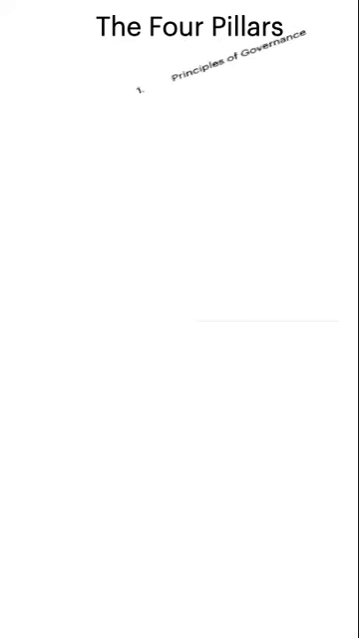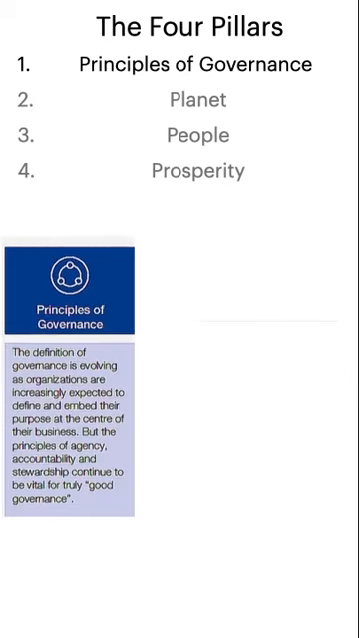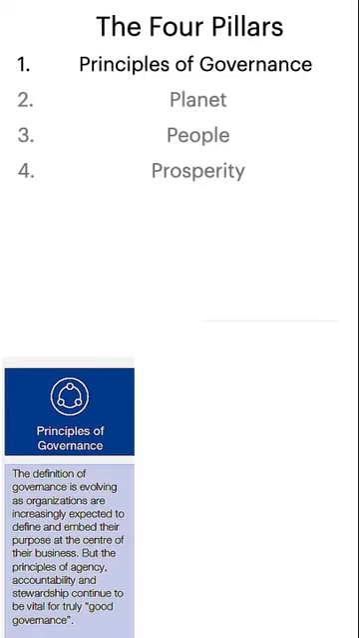The 4 pillars. 1. Principles of governance. 2. Planet. 3. People. 4. Prosperity. The definition of governance is evolving, as organizations are increasingly expected to define and embed their purpose at the center of their business, but the principles of agency, accountability, and stewardship continue to be vital for truly good governance.